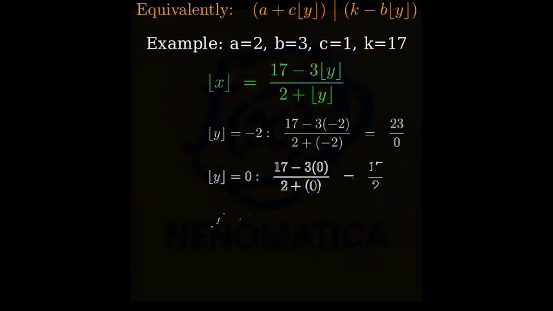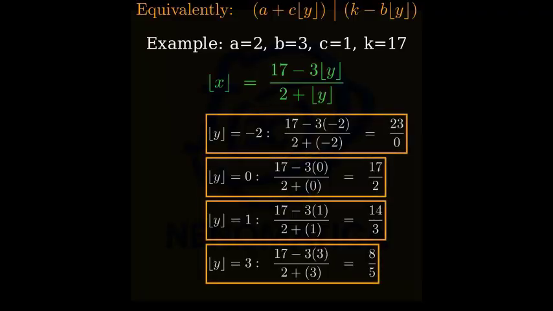Let us cement this with a quick numeric example. Suppose a equals 2, b equals 3, c equals 1, and k equals 17. Then the expression becomes floor of x equals 17 minus 3 floor of y over 2 plus floor of y. For which values of floor of y does this become an integer? We will test a few integer values of floor of y and watch the divisibility condition.